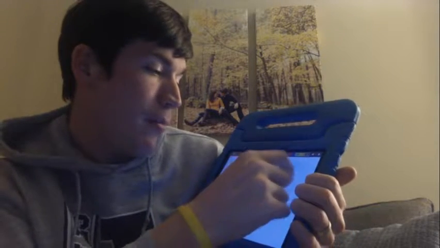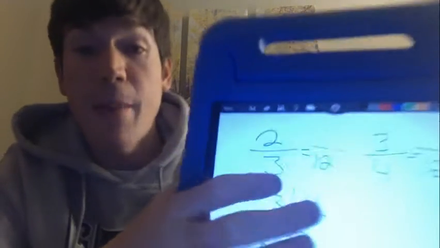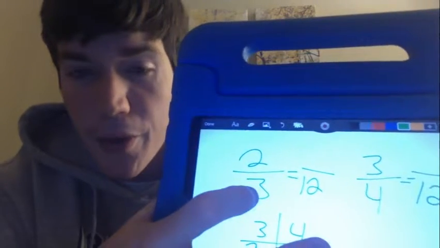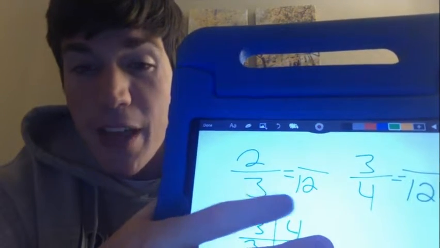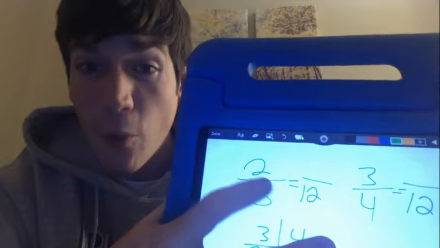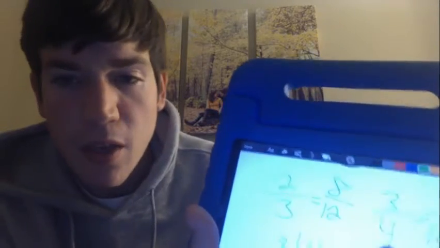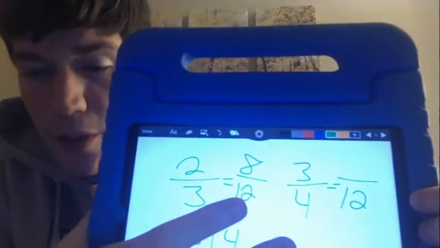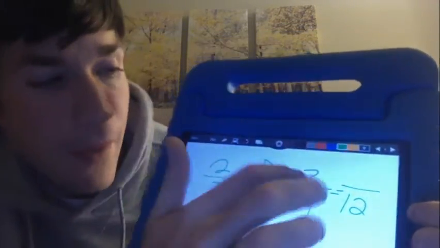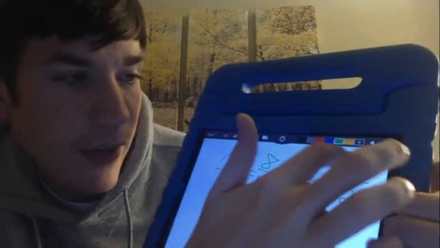Remember, whatever you multiply the denominator by, the numerator has to be multiplied by too. So 3 times what is 12? That would be times 4. So 2 times 4 would give us 8. 2/3 is the same as 8/12. What times 4 is equal to 12? That would be 3. So 3 times 3 is going to give us 9.